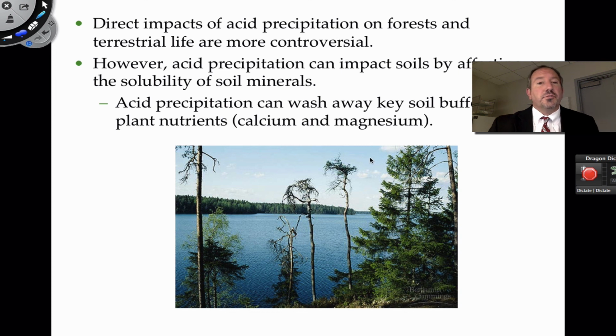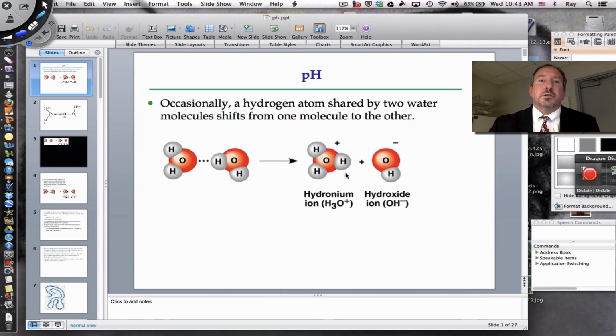And it can even affect the soil as well. A little complicated, but I'll touch on it briefly. If there's a lot of hydrogen ions in the soil, what happens is it affects the plant's roots' ability to absorb certain ions in the soil, and so plants can die as a result of it.